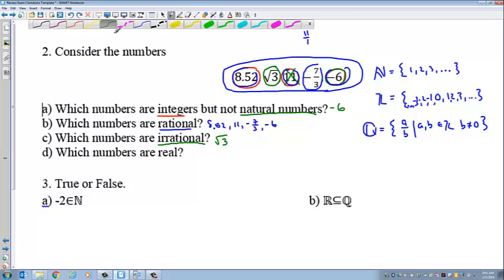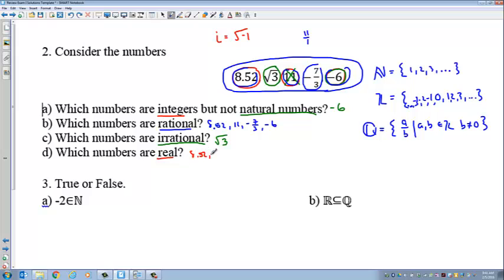And then the last one, don't be tricked by this one. The last question says, which numbers are real? Of course, all the numbers are real. The only examples of numbers that are not real are ones that involve an i, the imaginary number, which is the square root of negative 1. We didn't really talk too much about imaginary or complex numbers. So all of these numbers are real. You want to write them all down: 8.52, square root of 3, 11, negative 7/3, and also the number negative 6.